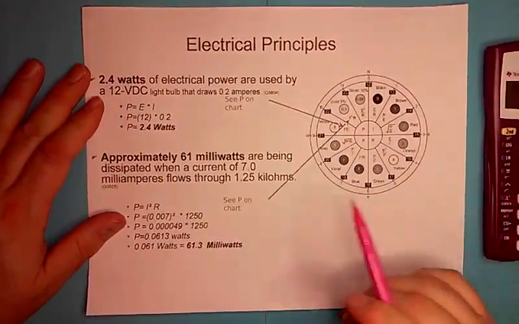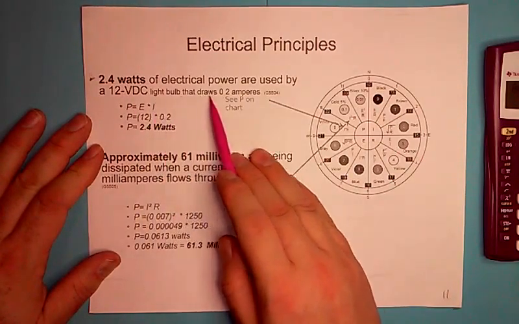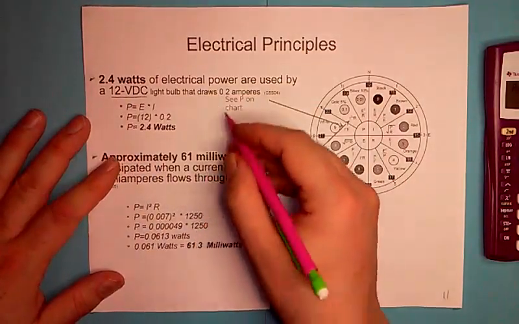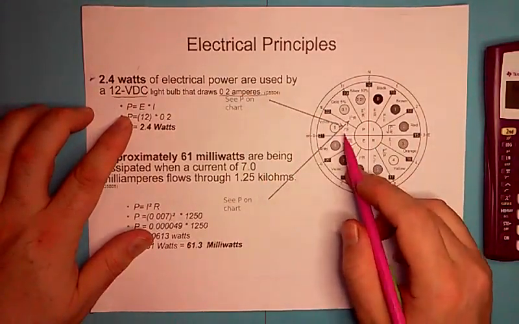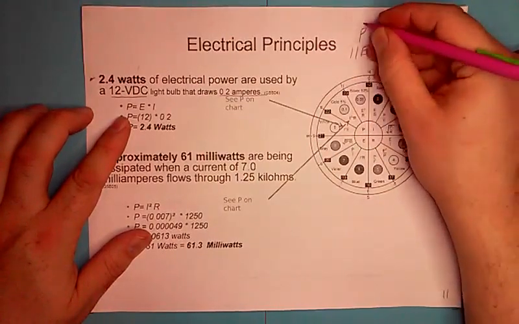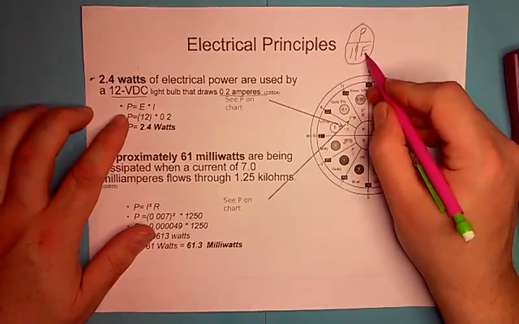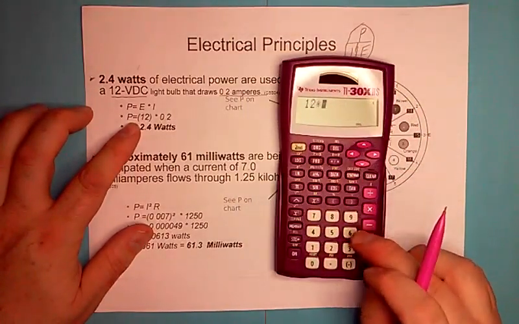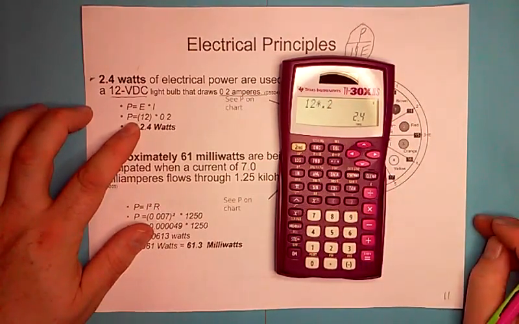Okay, so 2.4 watts of electrical power are used at a 12 volt light bulb that draws 0.2 amps. So what's given in the question is 12 volts and 0.2 amps, and they want to know power. If we look up power, P is equal to I times E. That's our magic circle, right? So if we want to find power, it's voltage times current. So that's really easy. Voltage, which is 12, times current, which is 0.2. Notice I'm in units, 2.4 watts.